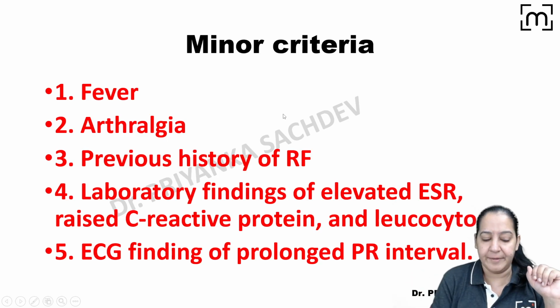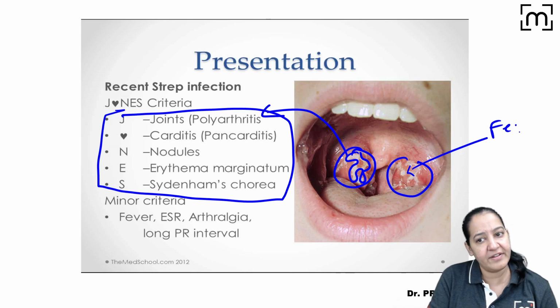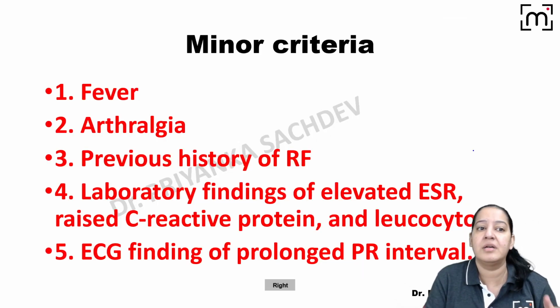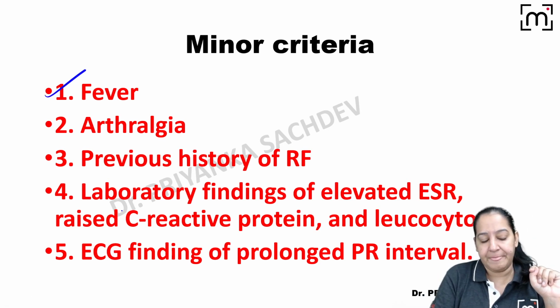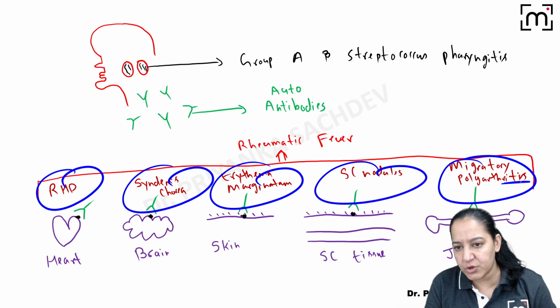Coming to the minor criteria. When the child is having tonsillitis, at that time the child has fever. Agreed or not agreed? The child will have high grade fever because of bacterial infection. So fever is a minor criterion. Now please mind my words. In the major criteria, I have told you arthritis.